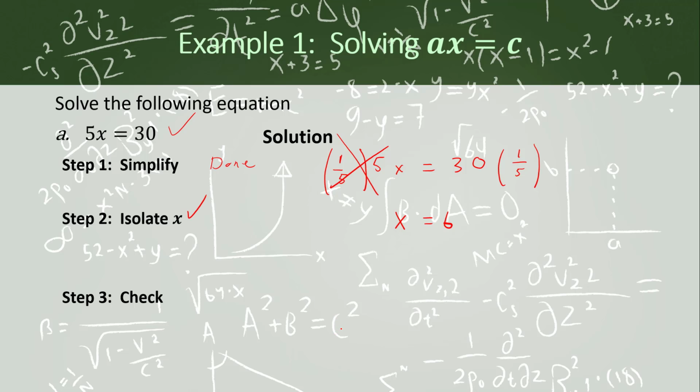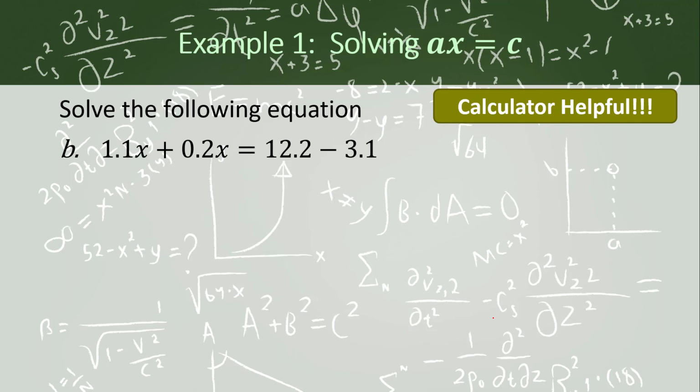Last thing we need to do is check. Well, checking here is pretty straightforward. We're going to take our 6 and substitute it back into the x, and if we do, we will have 5 times 6, which is equal to 30. Hey, that's true. So we are good to go.